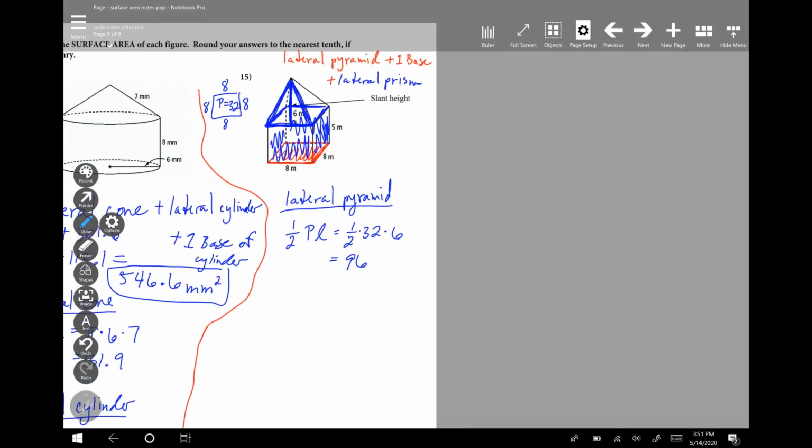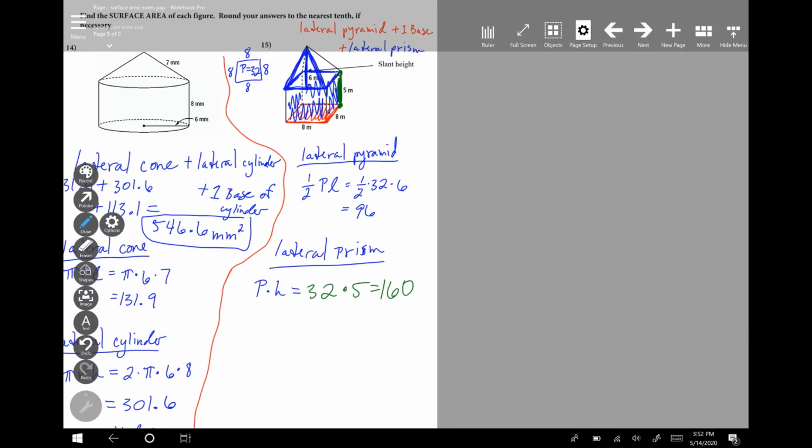Okay, now we want the lateral of the prism. Again, it's perimeter of the base times the height of the prism. The height of the prism is the distance between the bottom of that prism up to where it's meeting the pyramid. So right there, at 5. So again, our perimeter, it's the same base, so our perimeter is still 32. And then the height of the prism is 5. So 32 times 5 is 160.